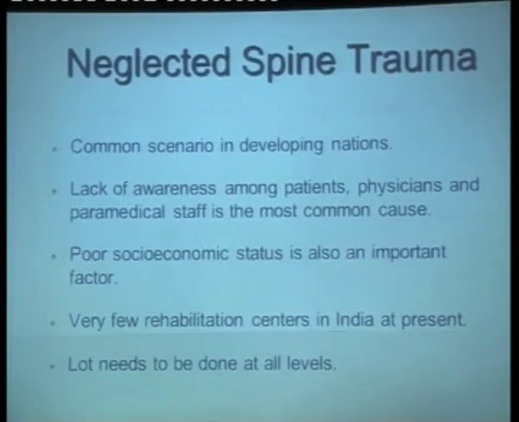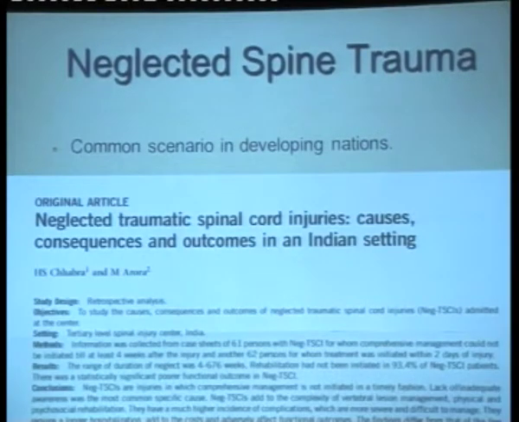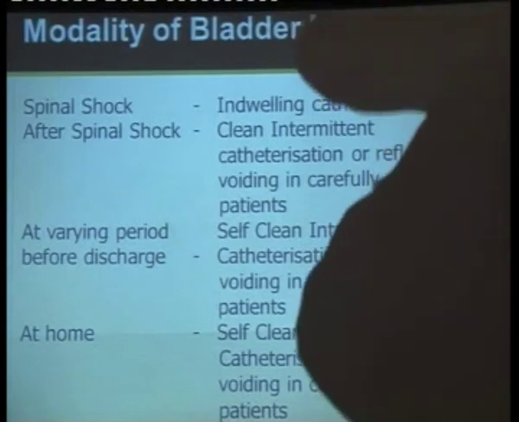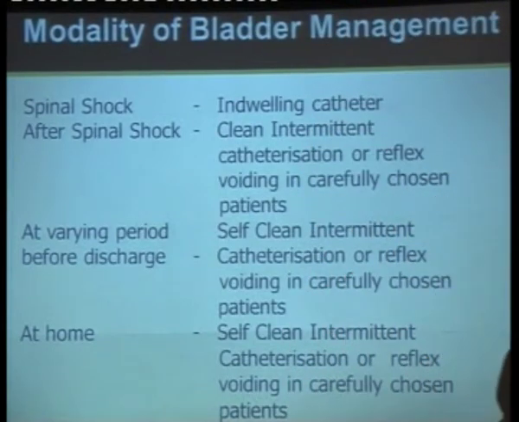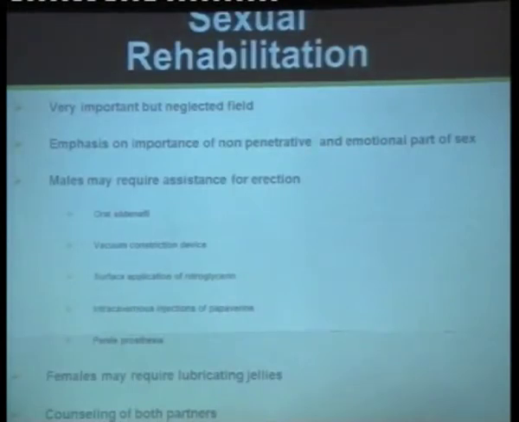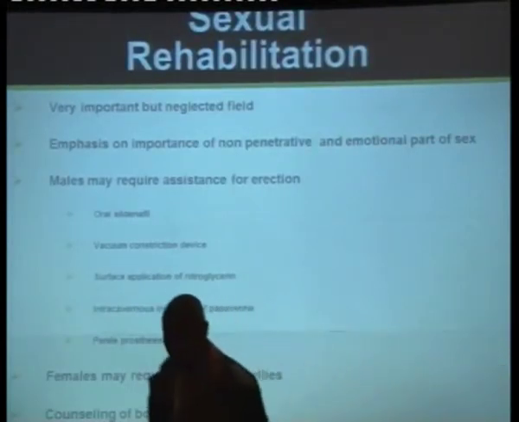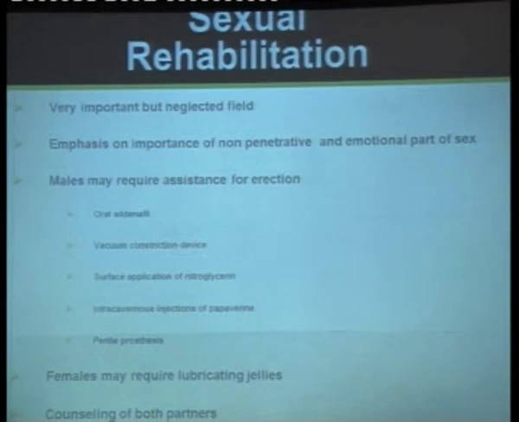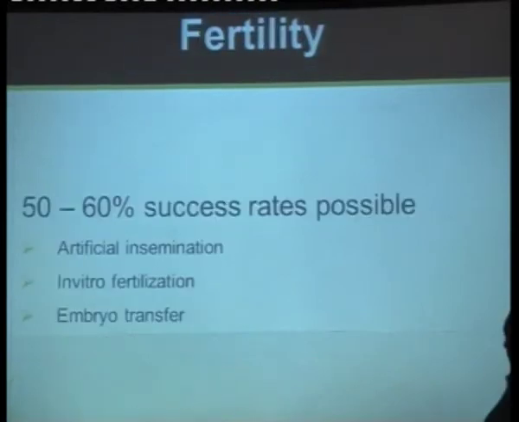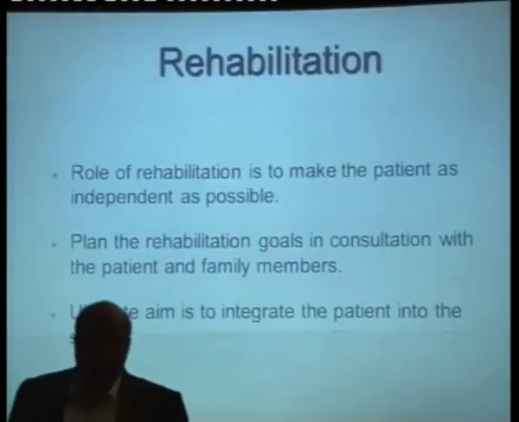A neglected spine trauma is a common scenario, and this would change your decision making because very often the patients would come late after the injury. Now, it doesn't stop at that. As we discussed before, what kind of bladder management should be done, also what kind of sexual rehabilitation should be done. Of course, most of them resort to drug management now, and then 50 to 60% of them can have success with fertility.